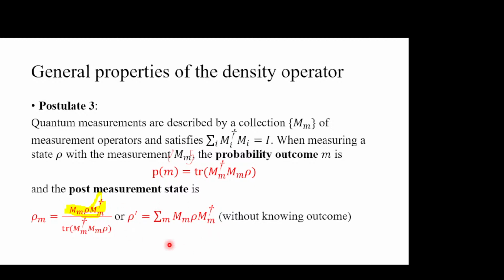And if you don't know the measurement outcome, this is something we couldn't describe before with pure states. If you don't know the measurement outcome, then the post-measurement state rho prime is the sum over all m of each individual post-measurement state, so M m rho M m dagger.